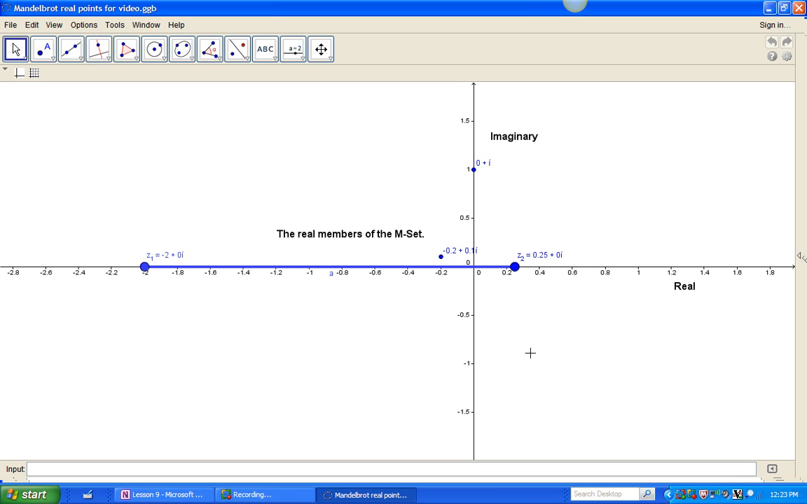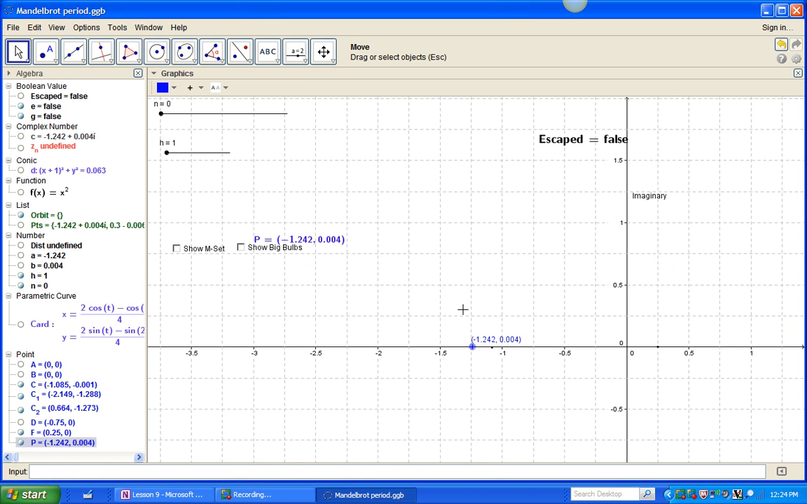And let's look at the following. Okay, there's a lot going on here, so let me take a little time to explain it as best I can. Here is our initial value for c. We call it point P. This initial value is going to be -1.242 plus 0.004i. So the real part, the imaginary part is how we're doing this.